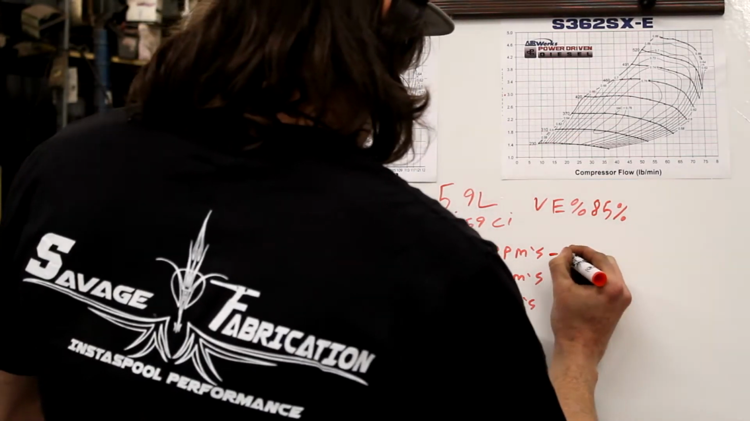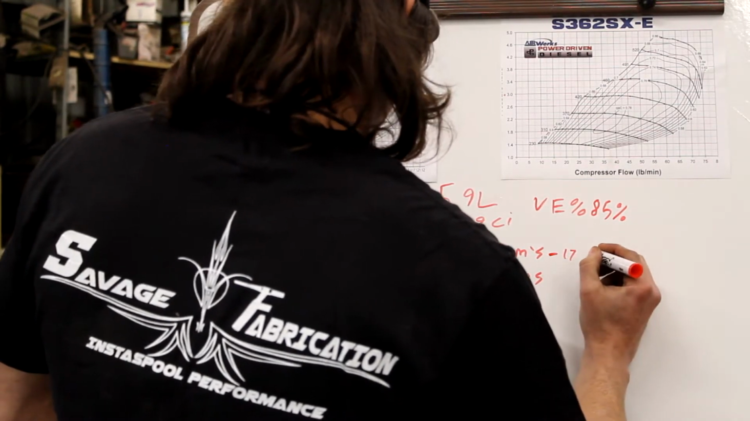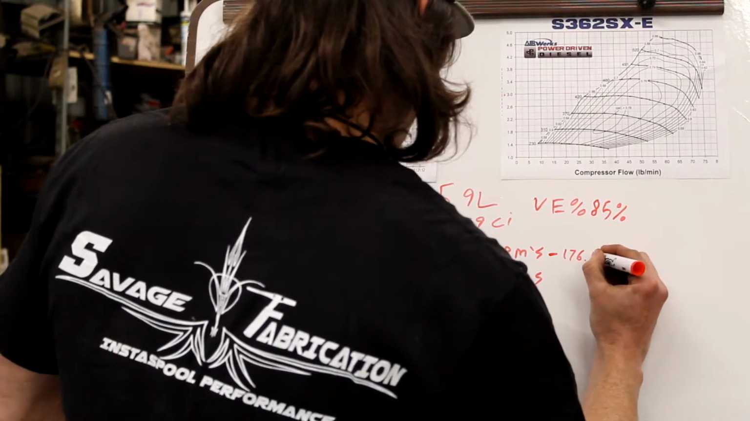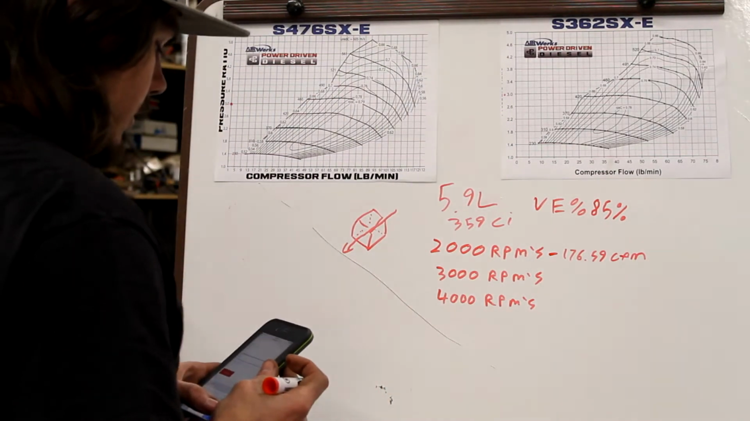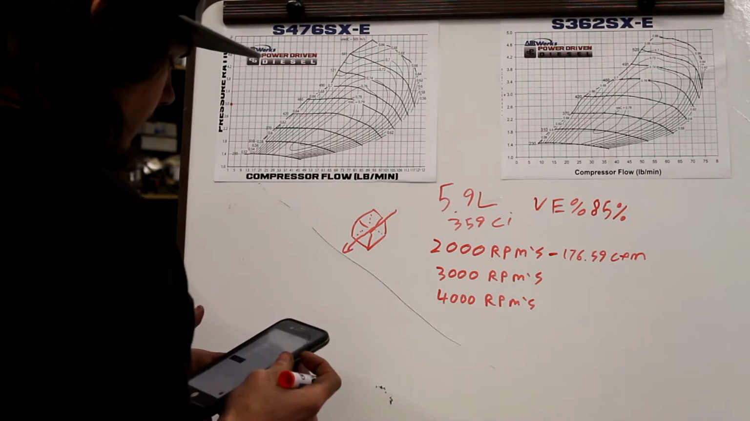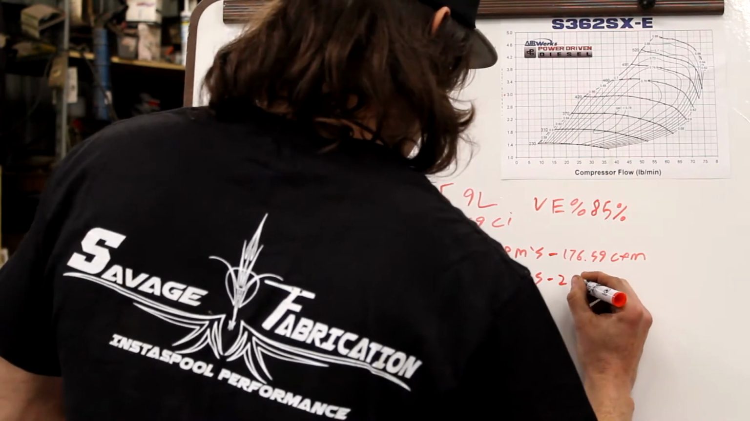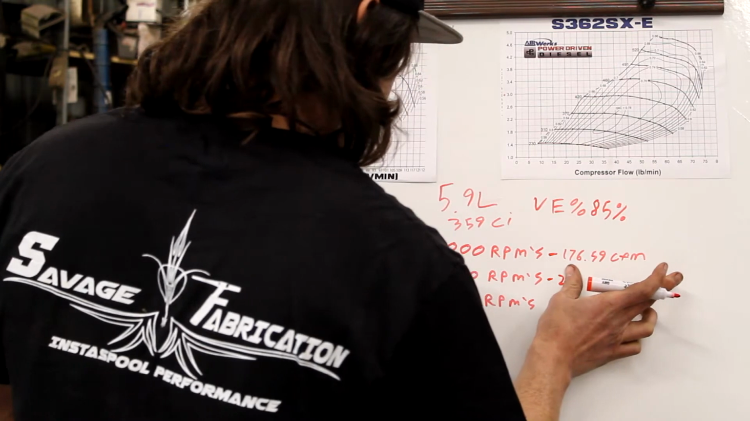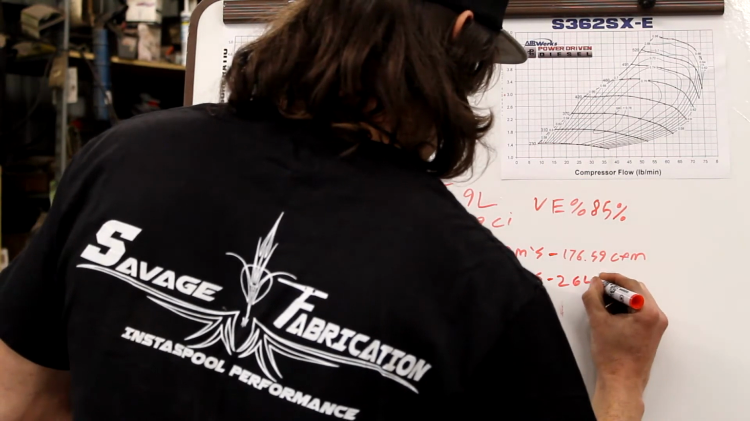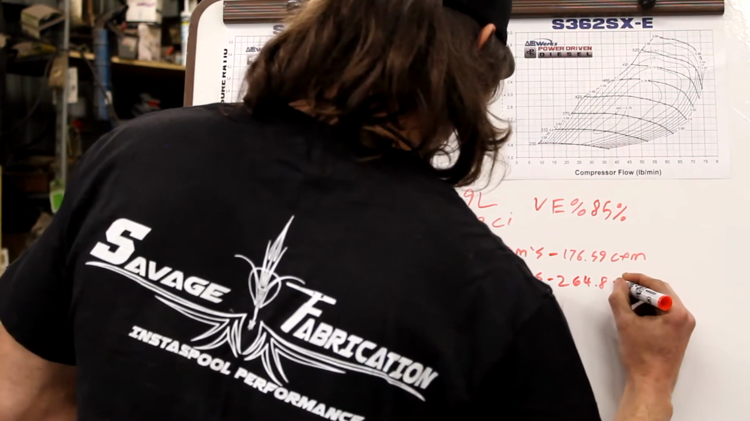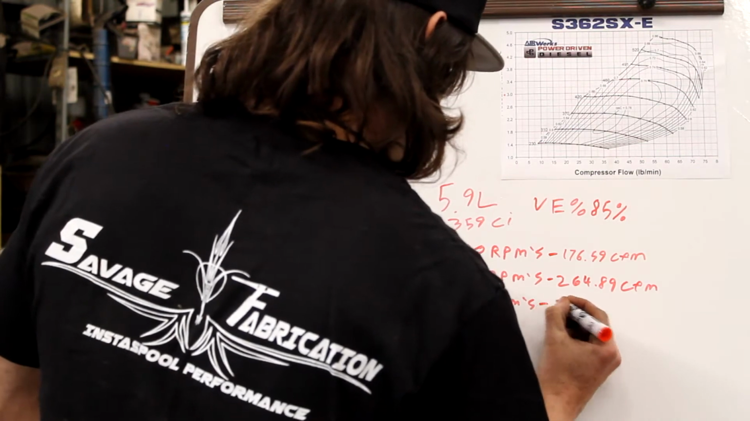So at 2,000 RPM, 85% VE on a 359 cubic inch engine, 176.59 CFM. Okay. I'm going to put in 3,000.